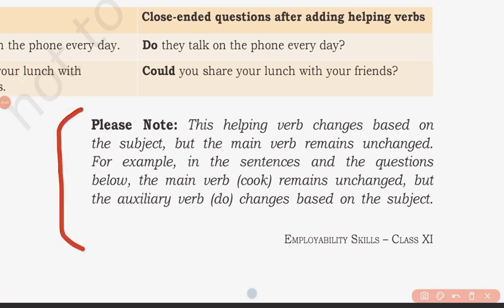Along with help, here is a note point given. This helping verb changes based on the subject, but the main verb remains unchanged, for example in the sentences and questions below. So it means that the helping verb changes with respect to the subject. That is, grammatical rules will be applied here.